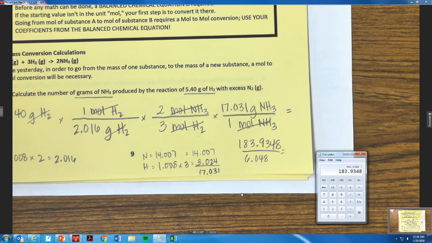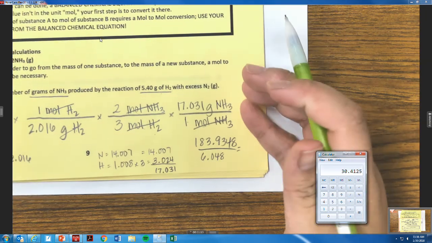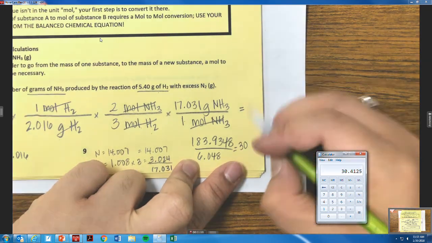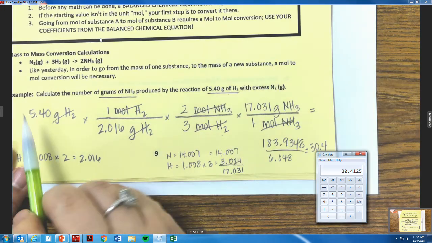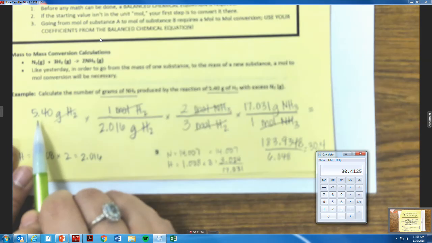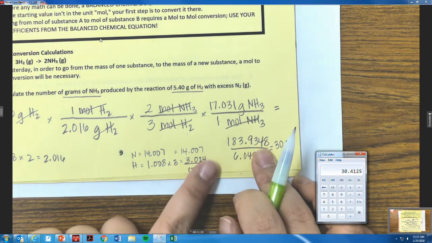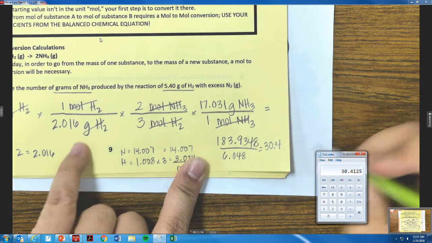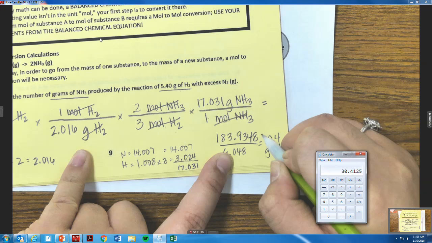So divide those two numbers, 183.9348 divided by 6.048. Then you get 30.4. I'm just going to stop right there because I have 3 significant figures, so my final answer should also have 3 significant figures. And then our unit is going to be grams of ammonia, so grams of NH3.